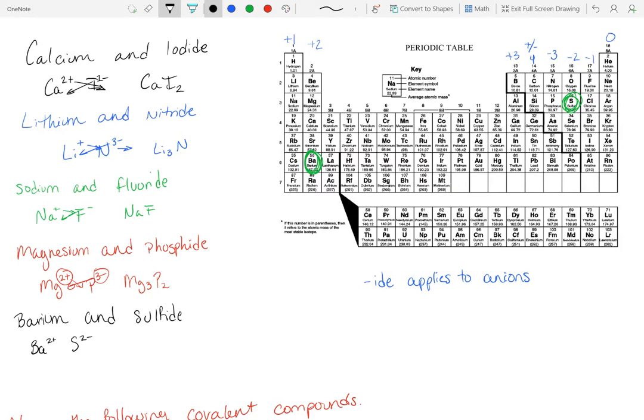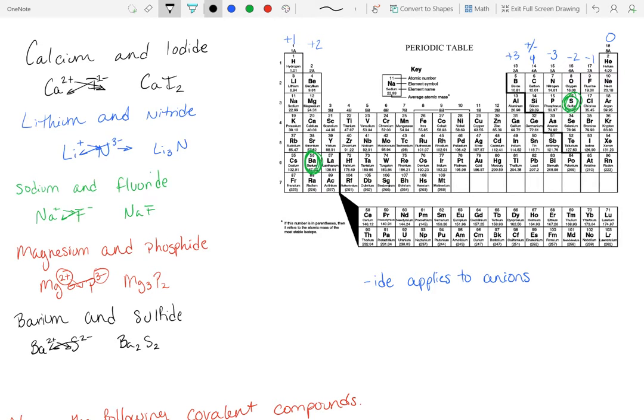Well, what do we do here? Okay, so let's cross the charges. And logic would tell us so far that we would write Ba2S2. But in fact, this is incorrect because you need to simplify this ratio. So when you do these, especially in ionic bonds, you have to make sure that they're not divisible by one another.